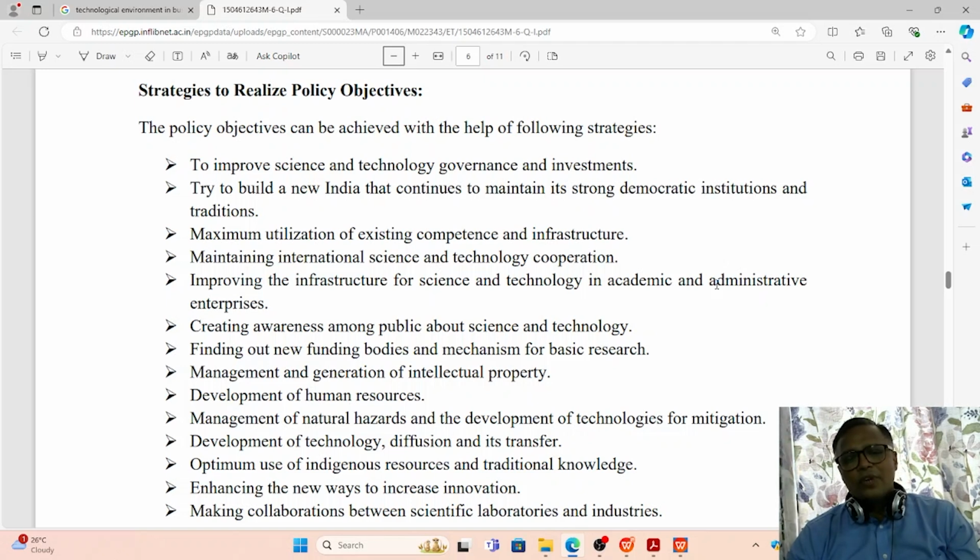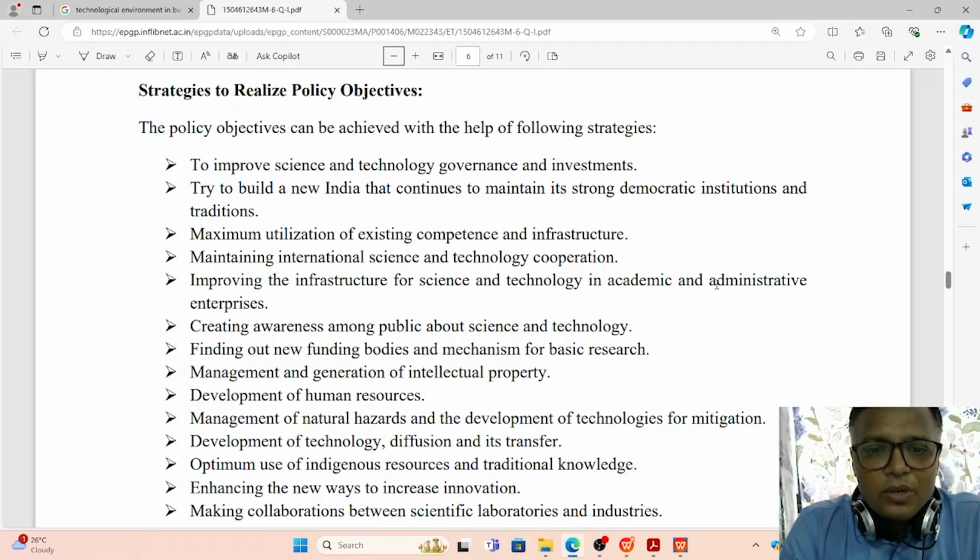Further is creating awareness among the public through science and technologies. This is something which is very important. Through science and technology, the individual and the public are kept aware about various benefits, hazards, dangers, or challenges attached with anything. That is also a very important role in the policy objective statements for technological developments. In this, the next objective represents finding out funding bodies.